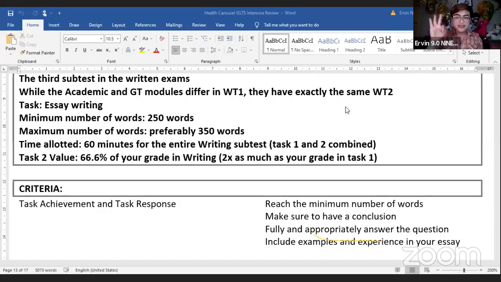And what's question number three? The most important of them all. Were you able to fully and appropriately answer the question? IELTS examiners notice that for Asians, English is not really a foreign language to us. I mean, let's admit it. We're exposed to English since birth. And for some of us, we're even more comfortable in English than our own national language.